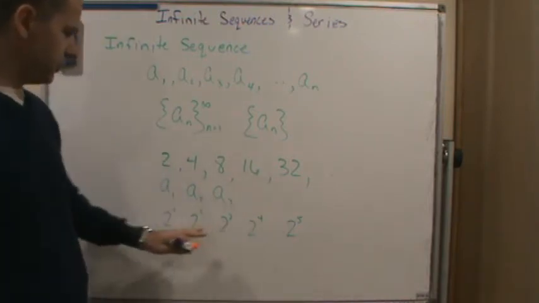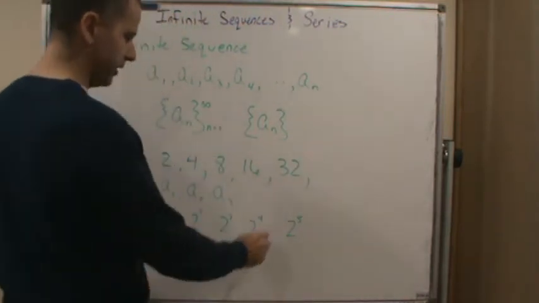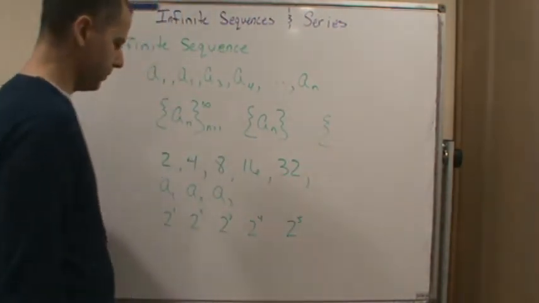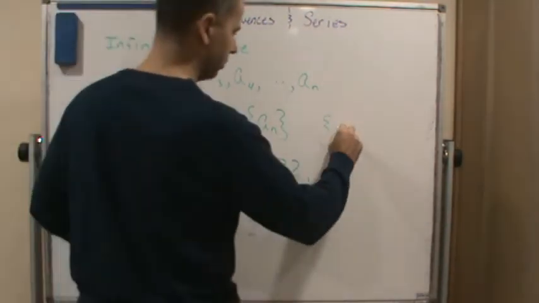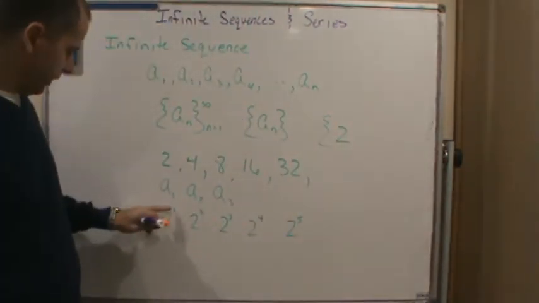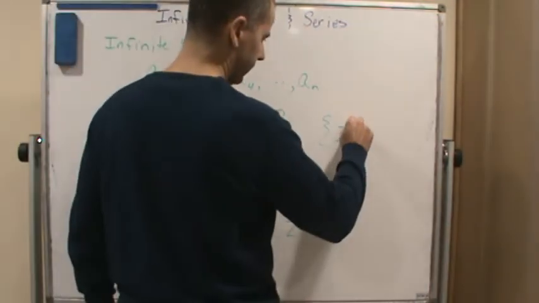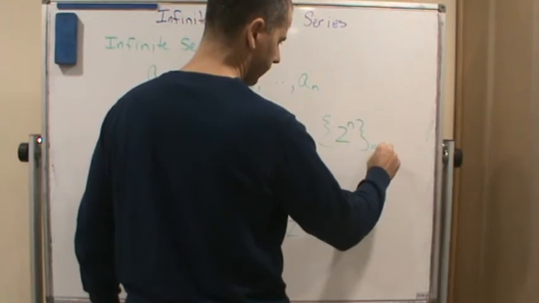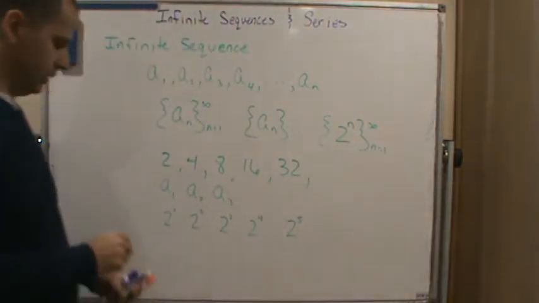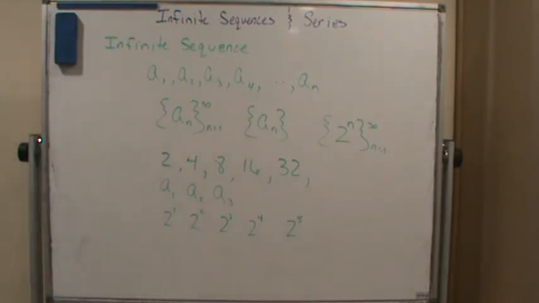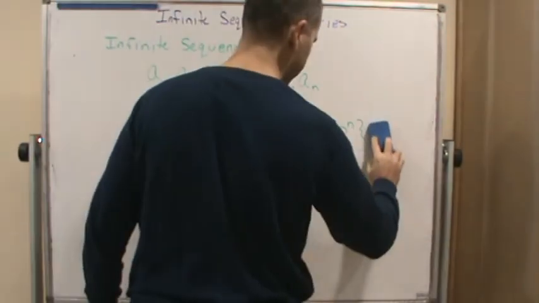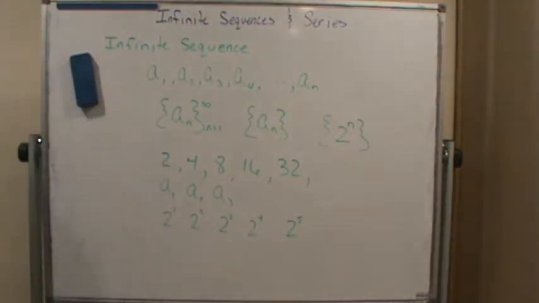So if this continues in like fashion, how can we represent this? Well, we can represent this as 2, and it seems like the exponents match the indices. So let's write this infinite sequence as follows. Or we could just write 2 to the n. We can drop these and just write 2 to the n. And so that's how we can represent it.